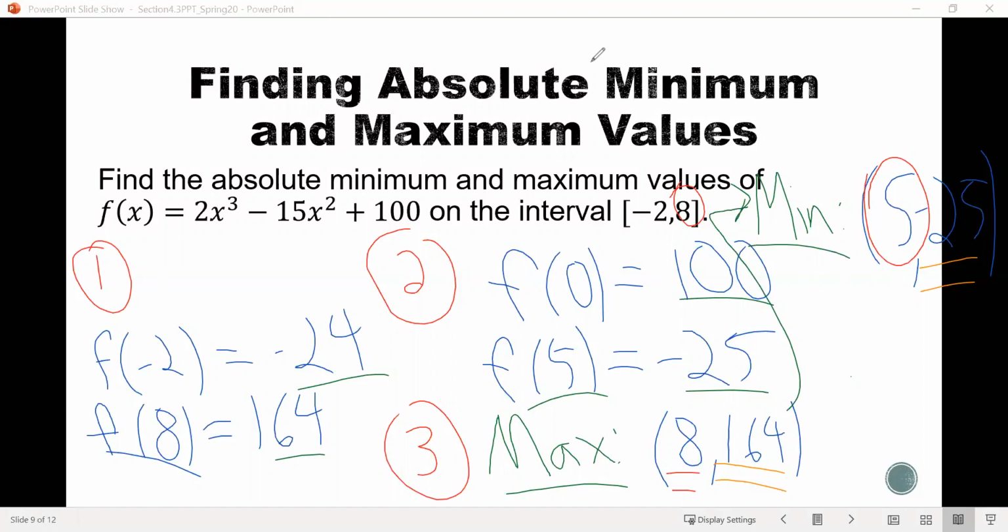Now, if we're just looking for local mins and local maxes, okay, well then any of these answers would work, right? We would say that there's going to be some sort of min or max at negative 2, negative 24, some sort of min or max at 0, 100, and also 5, negative 25, and 8, 164. The two that we've identified here, the 8, 164, and the 5, negative 25, those are the absolute max and the absolute min. And we'll learn in a later section in chapter 4 how, if we just have a point, to determine whether it's a min or a max without comparing it to other function values. Okay.